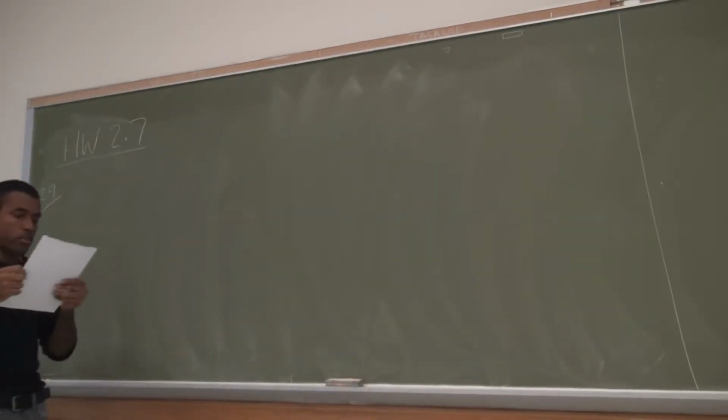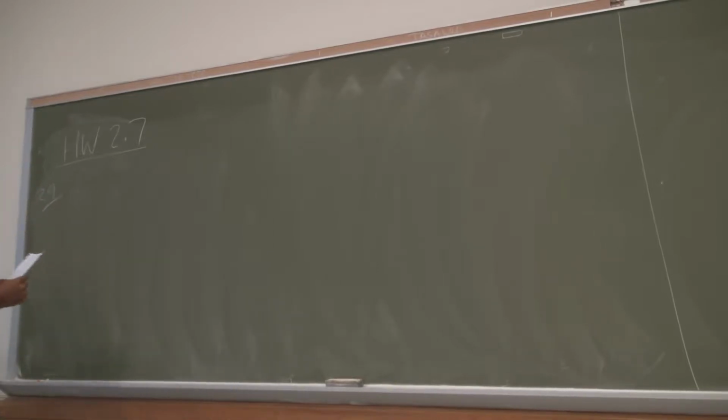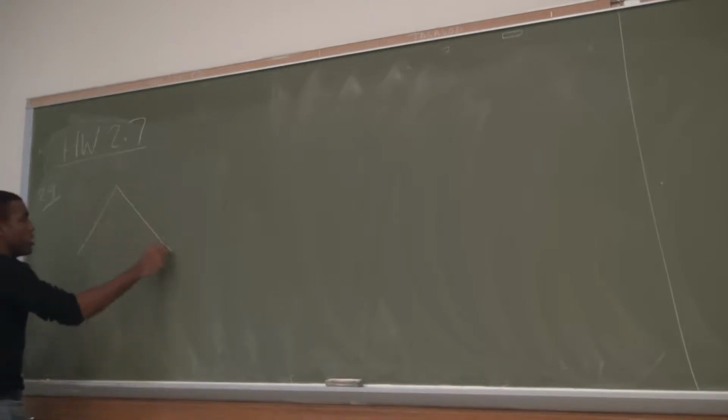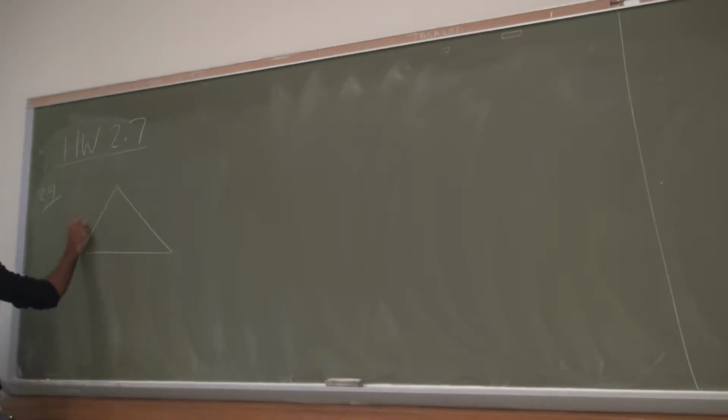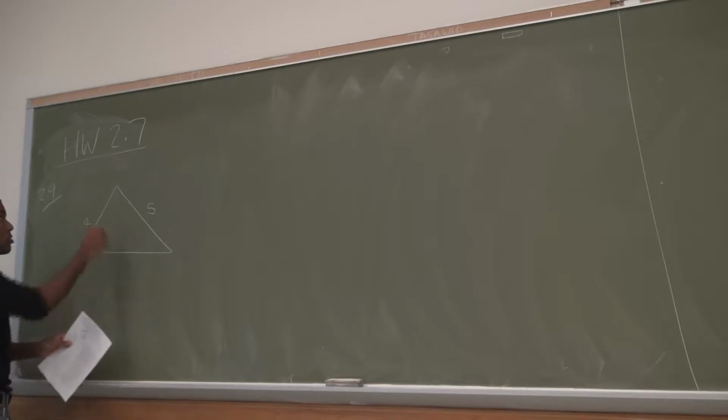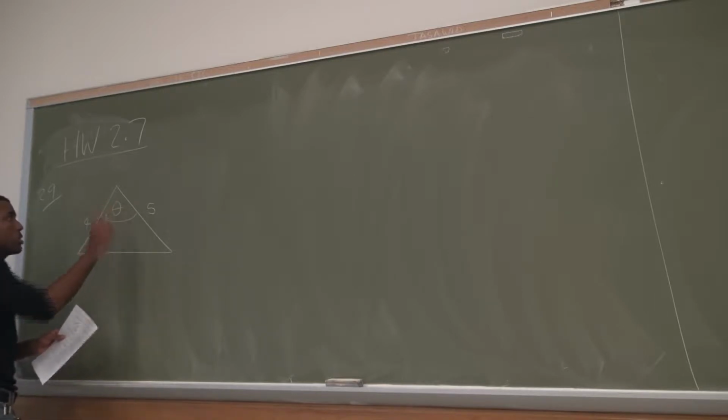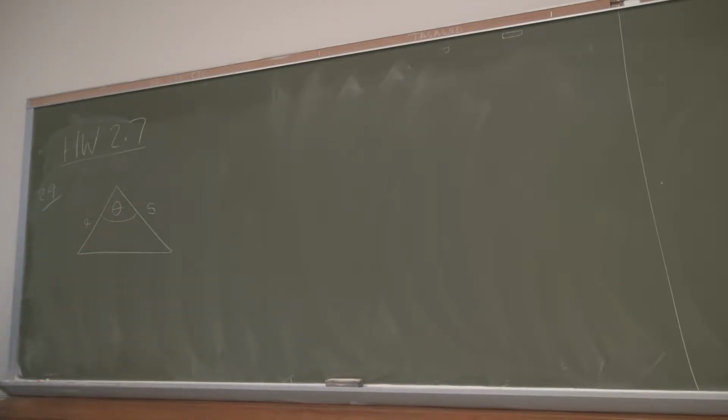Two sides of a triangle are 4 and 5 in length, and the angle between them is increasing at a given rate. Okay, so it's my triangle. Let me say this side is 4 and that side is 5. They're constant; they're not changing length. The angle between them is increasing though, so I'll put a variable here. So that's our triangle.